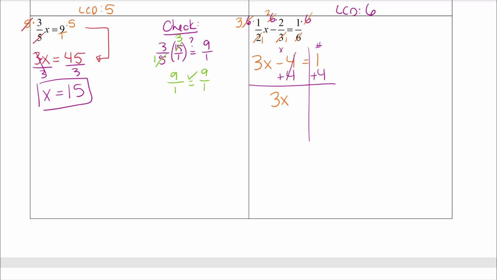That leaves me with 3x on this side. The -4 plus 4 adds to 0. 1 plus 4 adds to 5. Okay, so the x is closer to being by itself. The reason it's not exactly by itself is because it's got a 3 in front.